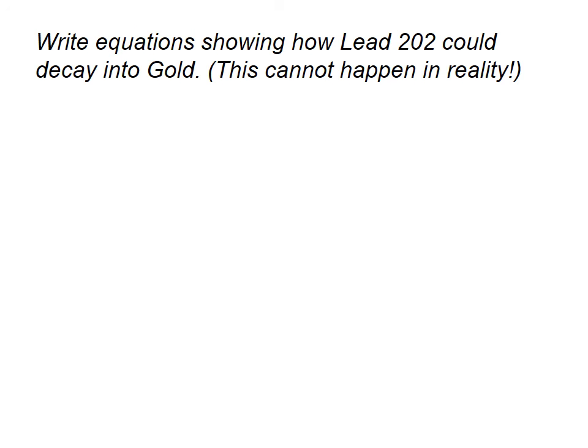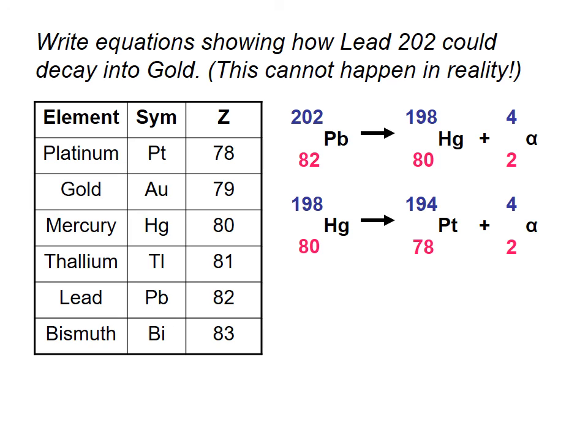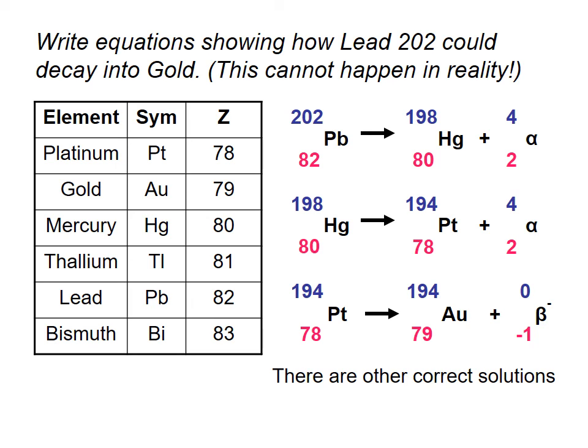So another example could be how lead-202 decays into gold. This doesn't really happen, but it's just a theoretical example. Okay, so this is the information you've been given, with the different symbols. So basically you've got lead going to mercury by alpha decay. Then we've got mercury going to platinum plus alpha decay. Then we've got platinum going to gold by beta decay. So we end up with gold at the end. There are also other possible solutions to get you down to gold.